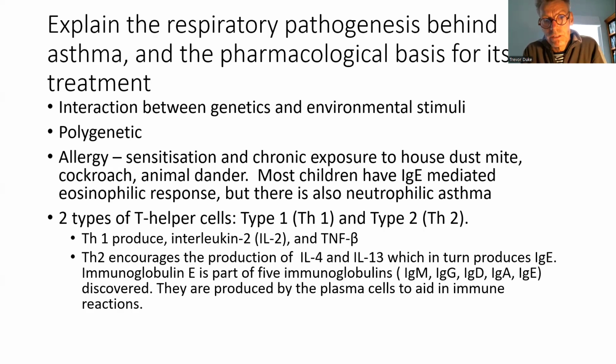Now, to go back to the immunology of asthma, remember there's B cells and T cells, and there's broadly two types of T helper cells. There's T helper and T killer, but with regard to T helper cells there's type 1 and type 2, often called Th1 and Th2, and they produce a different sort of immunological response. The Th1 helper cells produce interleukin-2 and tumor necrosis factor, and they're mostly involved in an immune response to bacterial infection.